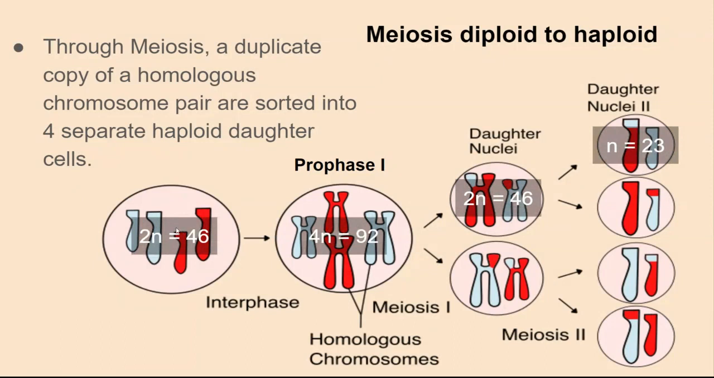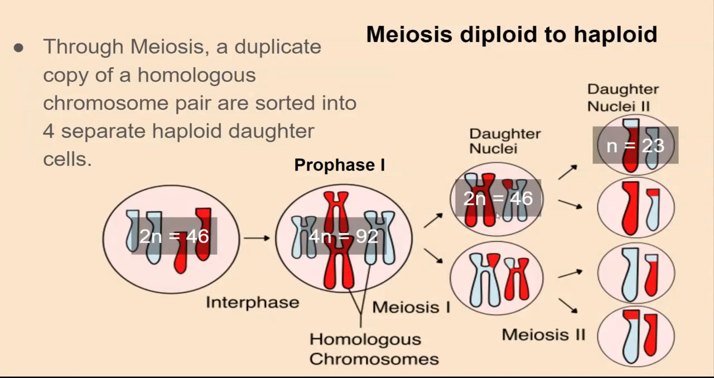This means that in interphase, we still have 2 copies of the DNA, or 46 chromosomes. By the time we start prophase 1, we have 4 copies because we replicated the DNA in the S phase, or in the synthesis phase. We have 92 chromosomes, not 92 copies, 92 chromosomes, 4 copies. We call this a tetrad.